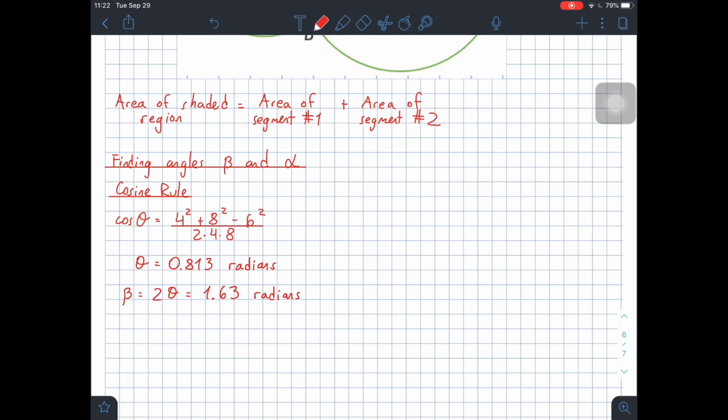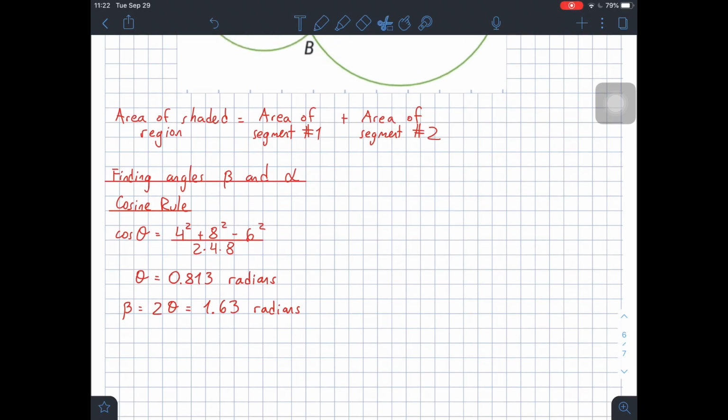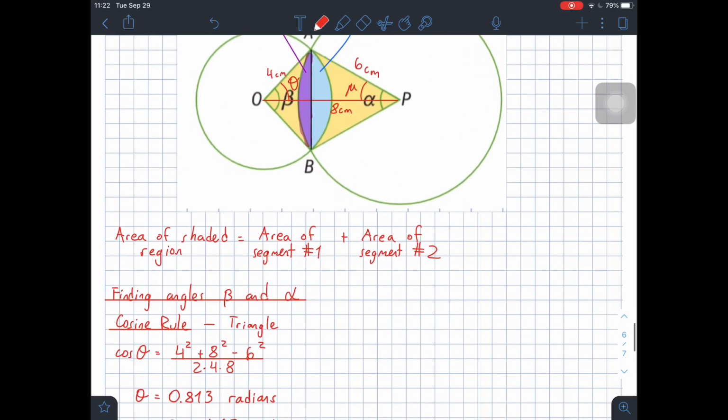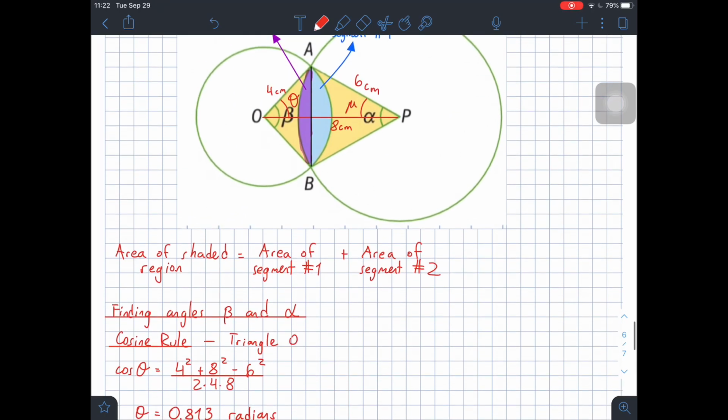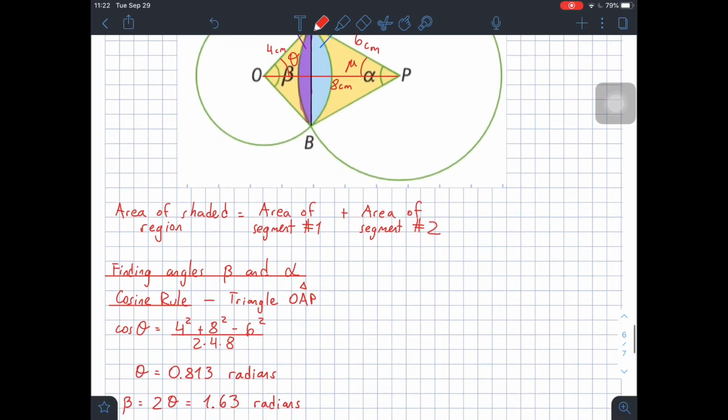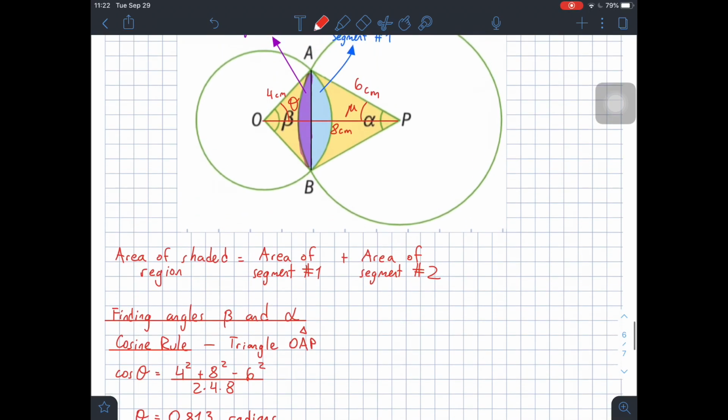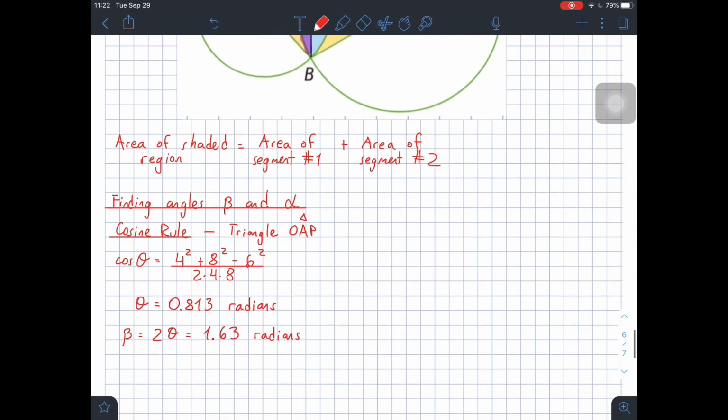Now, we're going to do the same thing. I just forgot to write here what triangle. I'm going to write it like this. This is for triangle OAP. So I'm going to do the same thing now to find this angle, mu. I'm going to apply cosine rule to the same triangle. So I'm going to do that here. I'm going to copy this to buy some time. There you go.